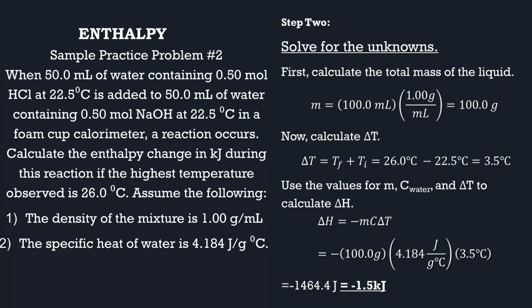Then you're going to calculate and solve for the unknowns. So the first thing you're going to do is change that mass from mils to grams. You've got 100 grams. Then you're going to calculate your change in temperature. So 26.0 minus 22.5 is 3.5. Then you're going to plug your numbers into delta H equals negative mCΔT. So negative 100 times 4.184 times 3.5 gives you negative 1,464.4 joules, and you have to divide by 1,000 to get 1.5 kilojoules.